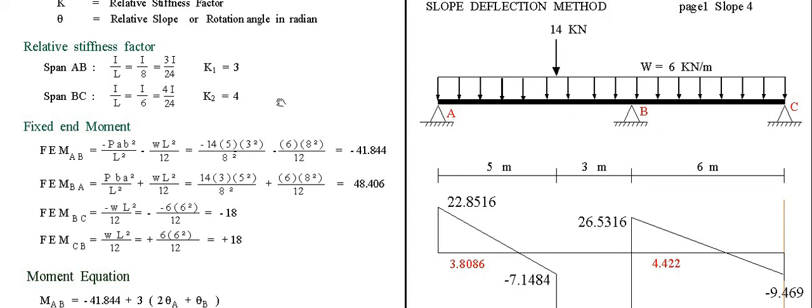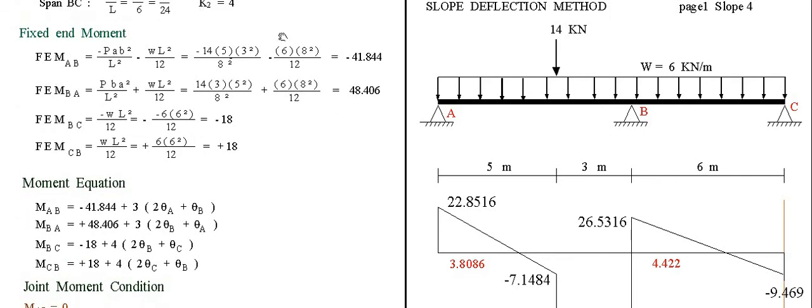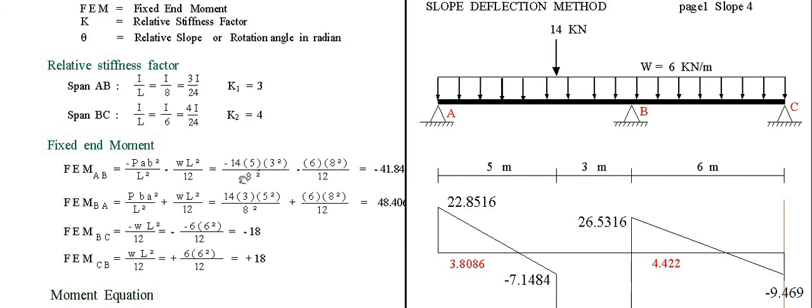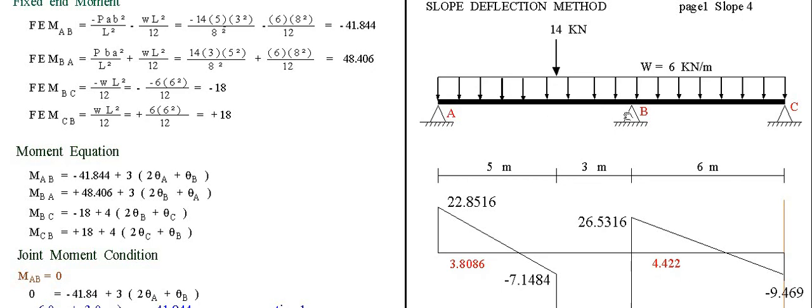Okay. So that is the significance of stiffness factor. Next we have the fixed end moment. We will follow the formula from a while ago. So for AB, we start here, A, B.